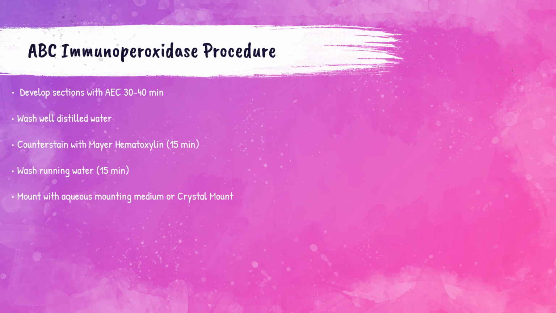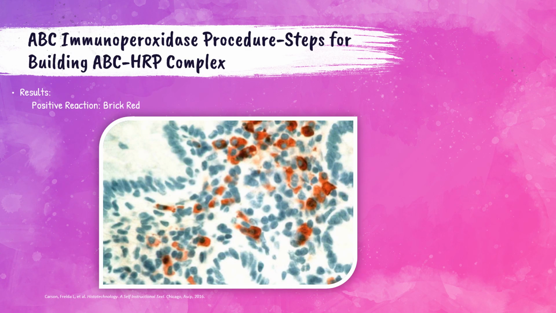After that 15-minute period, the slide should be washed again with running water for another 15 minutes. Once that's done, you want to mount it with aqueous mounting medium or Crystal Mount. Following the ABC immunoperoxidase procedure, a positive reaction will be brick red in color. This photo shows plasma cells in a section of gastrointestinal tissue using the ABC method.